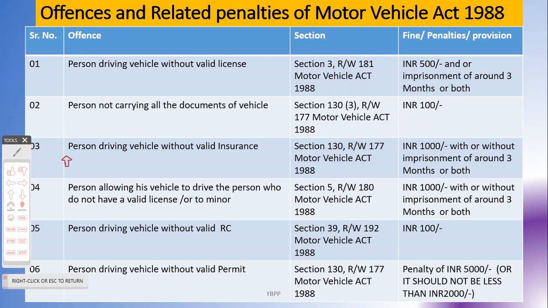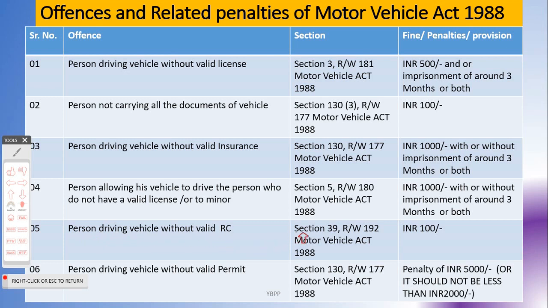Then, a person driving a vehicle without valid insurance, meaning insurance is not there, in that case under section 130 read with 177, the person has to pay a fine of rupees 1000, with or without imprisonment of around 3 months, or both. The next, a person allowing his vehicle to be driven by a person who does not have a valid license, or by a minor. This person may be above 18 years or below 18 years. In that case under section 5 he has to pay rupees 1000.